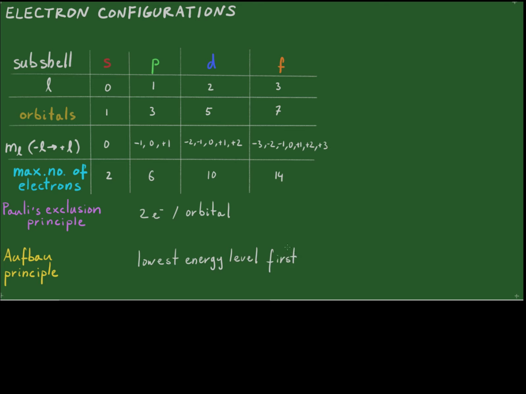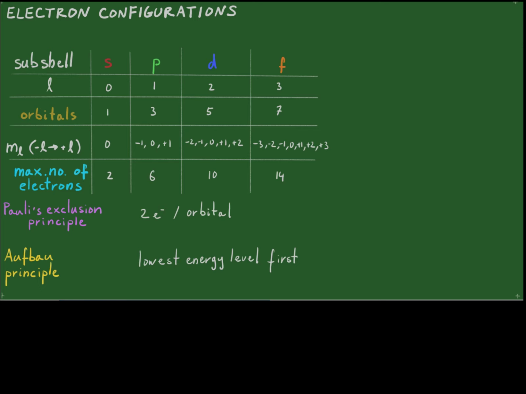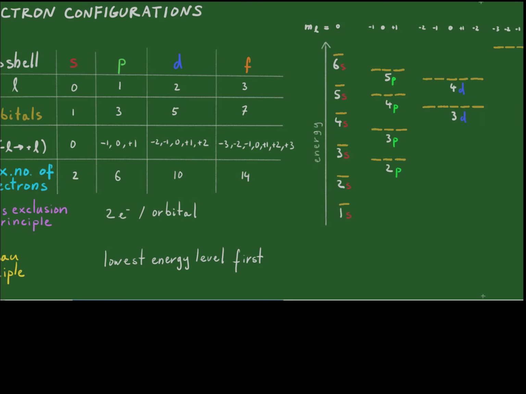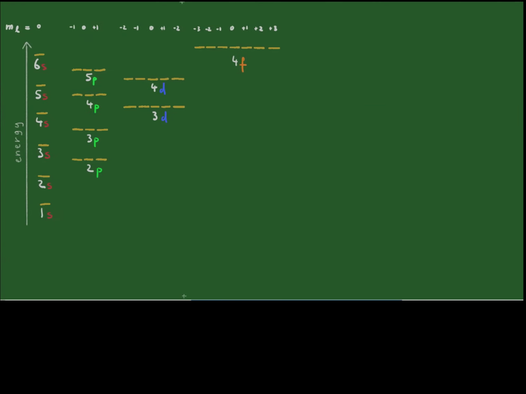The next question might be, which one is the lowest energy orbital? An energy diagram might help here. So here's one that I prepared earlier. The energy increases as we go up. These integers 1, 2, 3, 4, 5, and 6 are the values for the principal quantum number n.